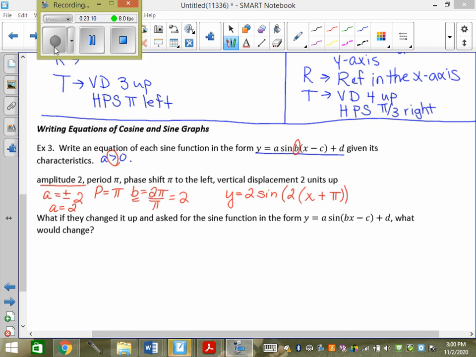So normally our period is 2 pi. If our period is pi, that means we horizontally stretched it by a half, which means we have to have a 2 for b, right? And then 2 up.